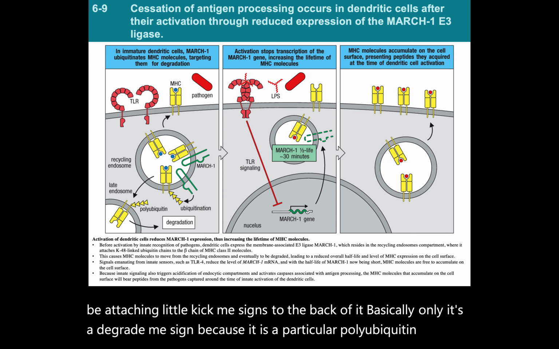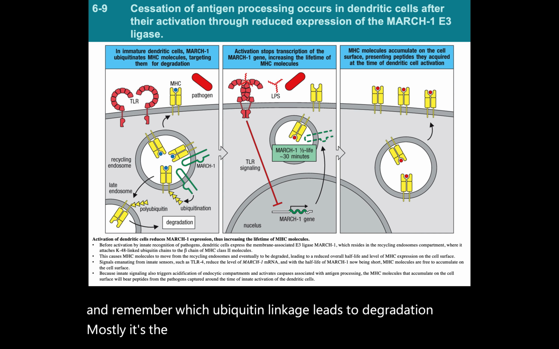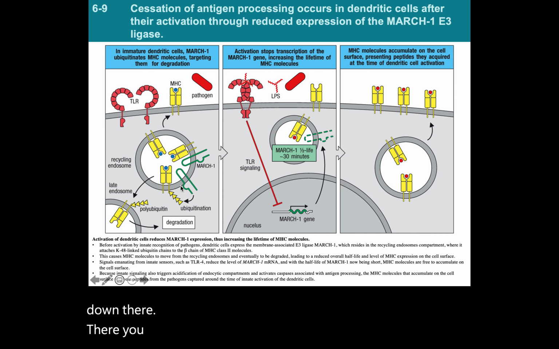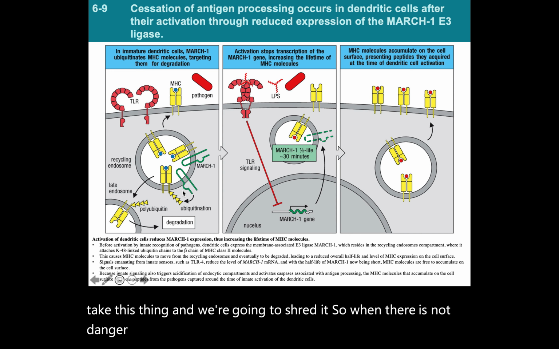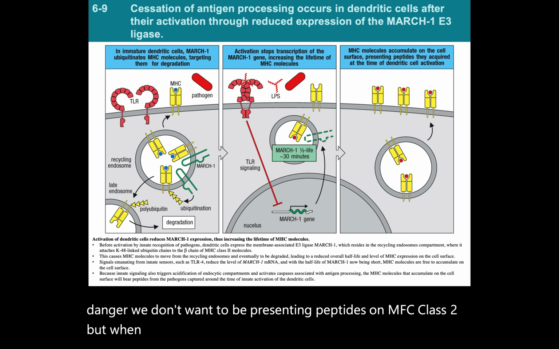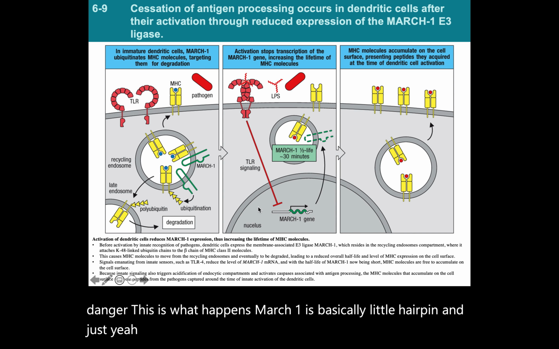Only it's a degrade me sign because it's a particular polyubiquitin chain. And you remember which ubiquitin linkage leads to degradation mostly? It's the lysine 48, K48, right? I think it's written right down there. There you go. And so, yeah, that's a big chain. And then we're going to take this thing and we're going to shred it. So when there's not danger, we don't want to be presenting peptides on MHC class 2. But when there is danger, then we definitely want to. And so no danger, this is what happens. March1 looks like a little hairpin and just stops the party before it can even start.